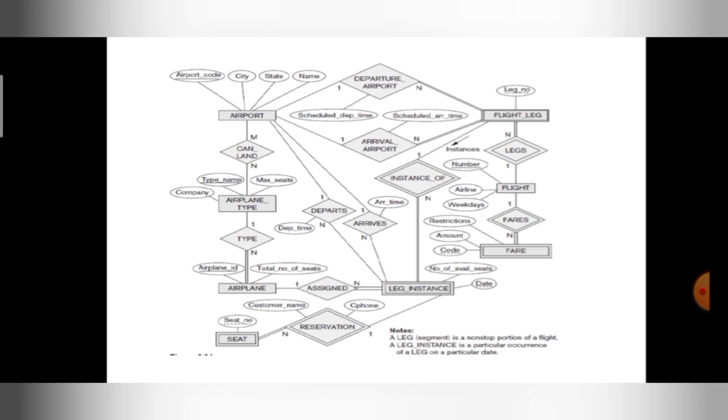So there is a weak entity here. What is the weak entity? Seat is the weak entity. Why is seat the weak entity? Reservation.